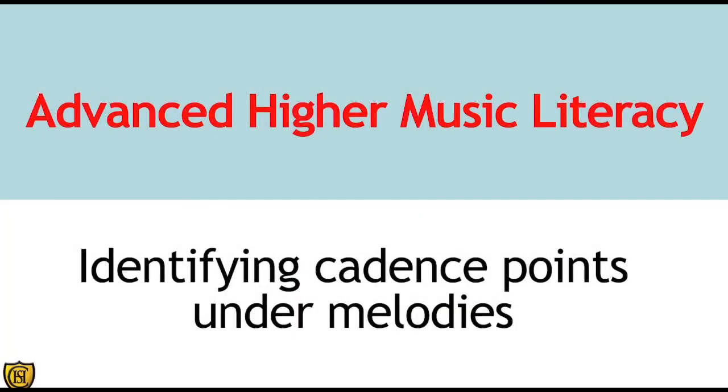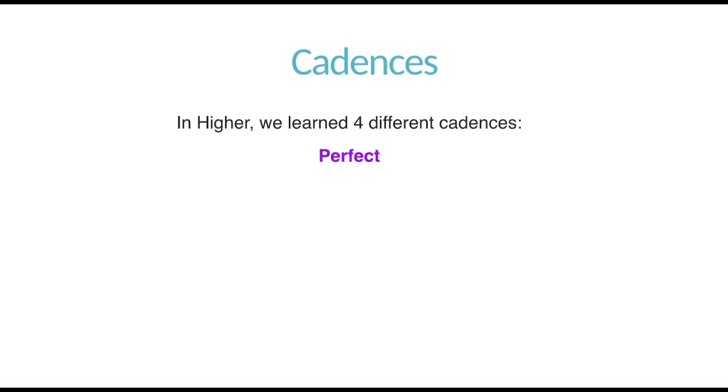Okay, today we're going to have a look at identifying cadence points under melodies. So cadences, as you'll remember from Higher, are two chords at the end of a section or a piece of music, and we've learned four different cadences: perfect, imperfect, plagal, interrupted.